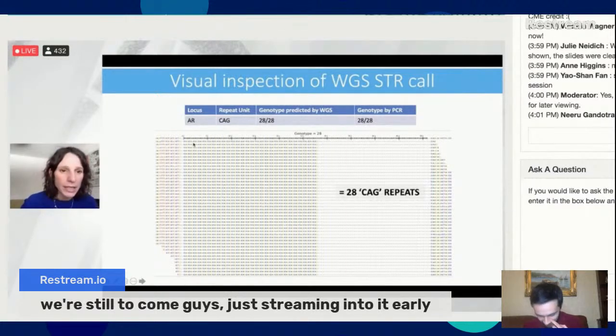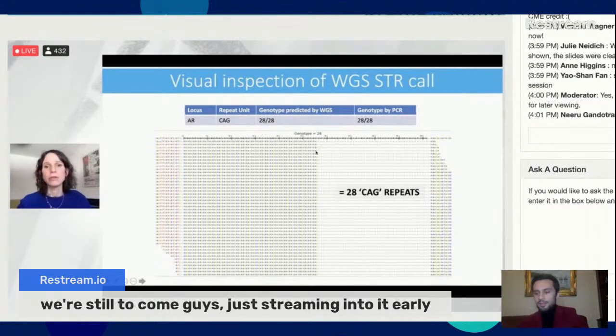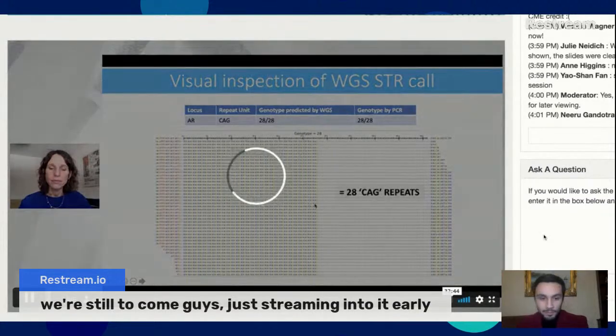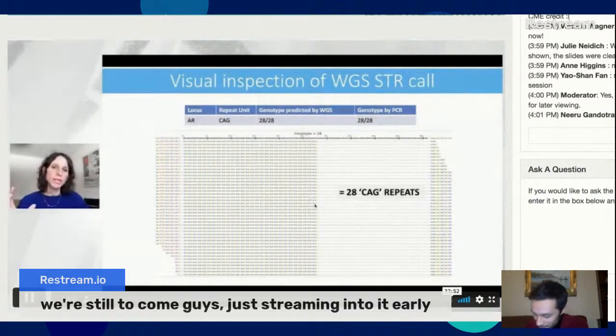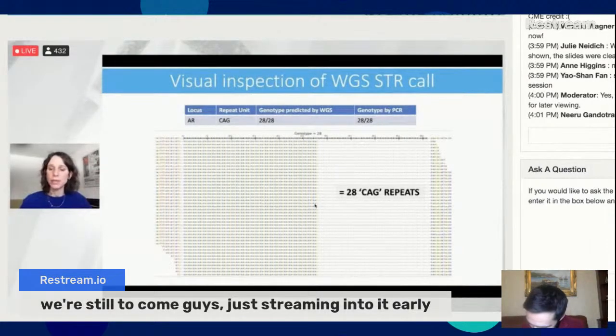As you can see here, this is a grouping of all the reads that contain the repeat, and if you count the number of CAG repeats, it will come down to 28. So there is concordance between the genotype predicted by WGS and the genotype predicted by PCR.